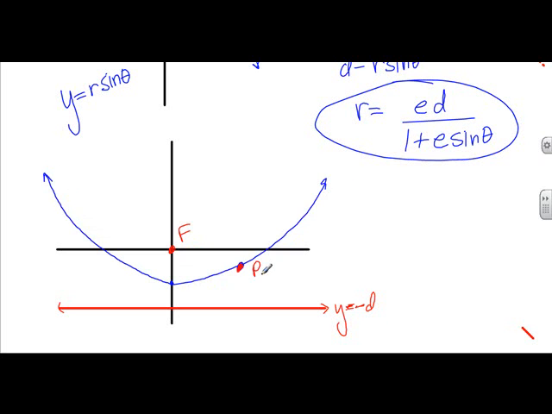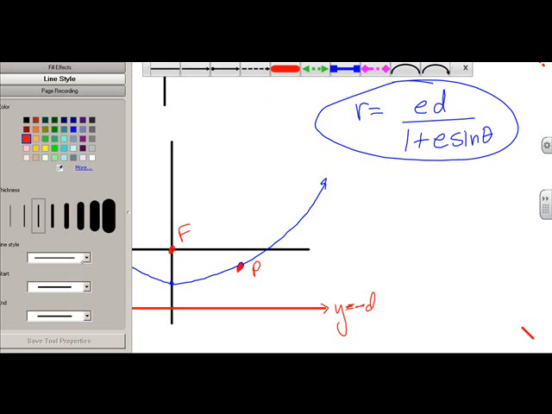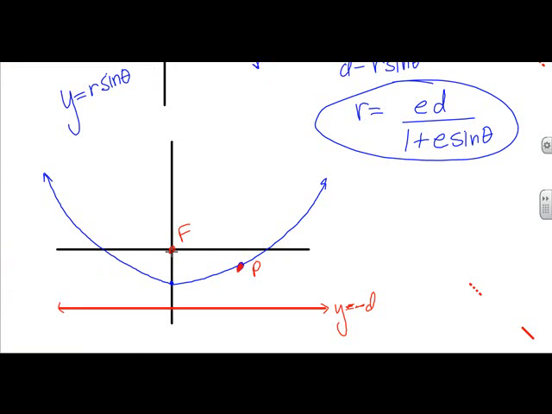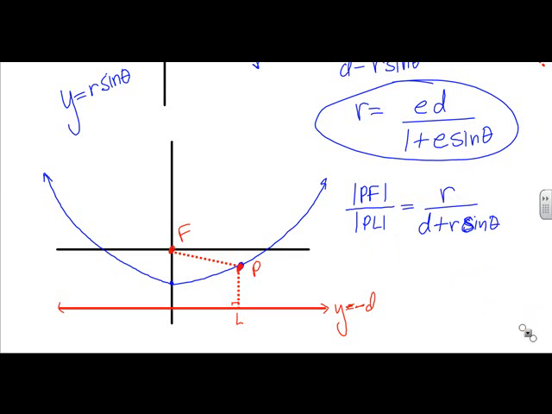We're looking at PF, PL, so PF over PL. PF is R. PL is going to be D plus R sine theta. And solving that equation for R, because all polar equations have to be solved for R. Solving that equation for R, you'll get ED over 1 minus E sine theta.